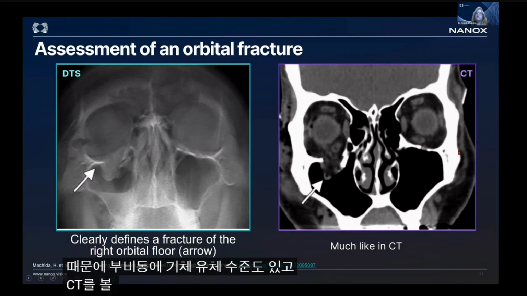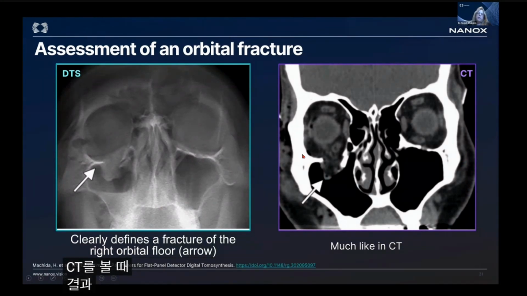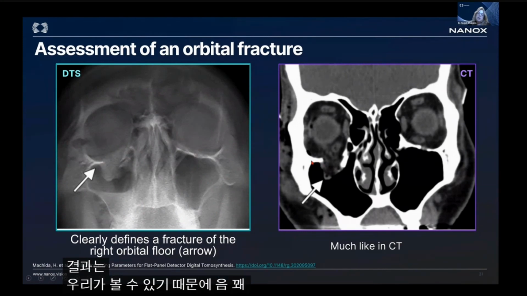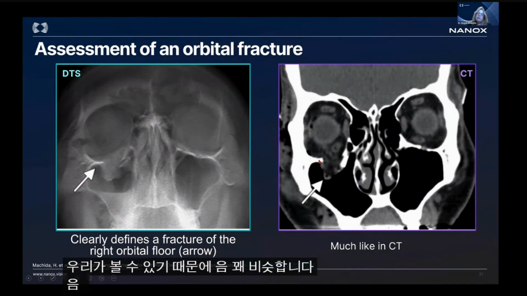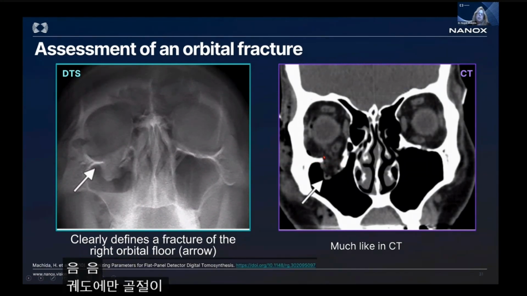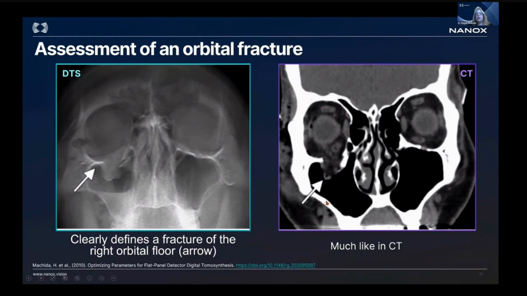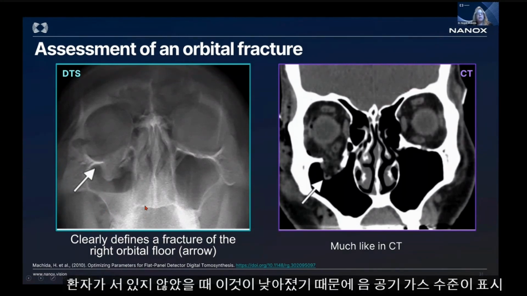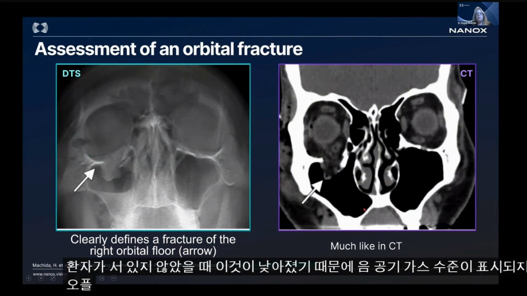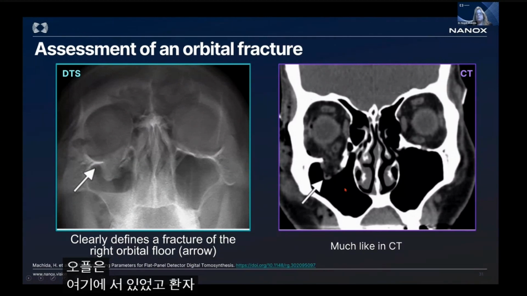And when you look at the CT, the findings are pretty comparable, because we can see that there is a fracture in the orbital wall, and you can see that same content dropping into the sinus. Here we don't see the air fluid level, because the CT was done with the patient supine, while the tomosynthesis was done with the patient standing.